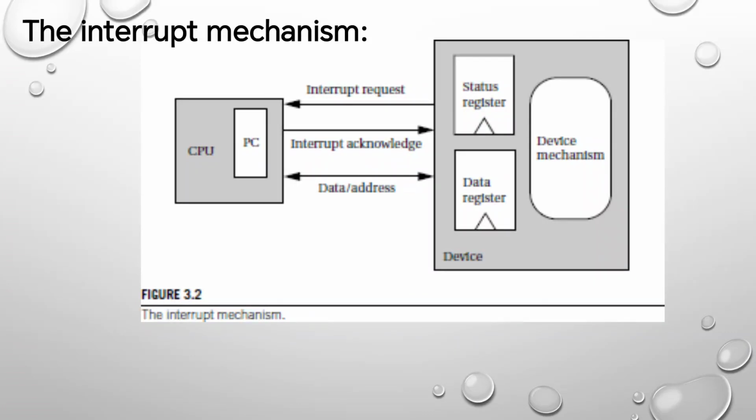This is the interrupt mechanism diagram. Here we have the CPU and a personal computer, and it sends the interrupt acknowledgement to the device. The device has a status register, a data register, as well as the device mechanism. First it will send the request, and then it will send the interrupt acknowledgement, and then the data is transferred in both directions. The CPU sends as well as receives, and the device also sends and receives.